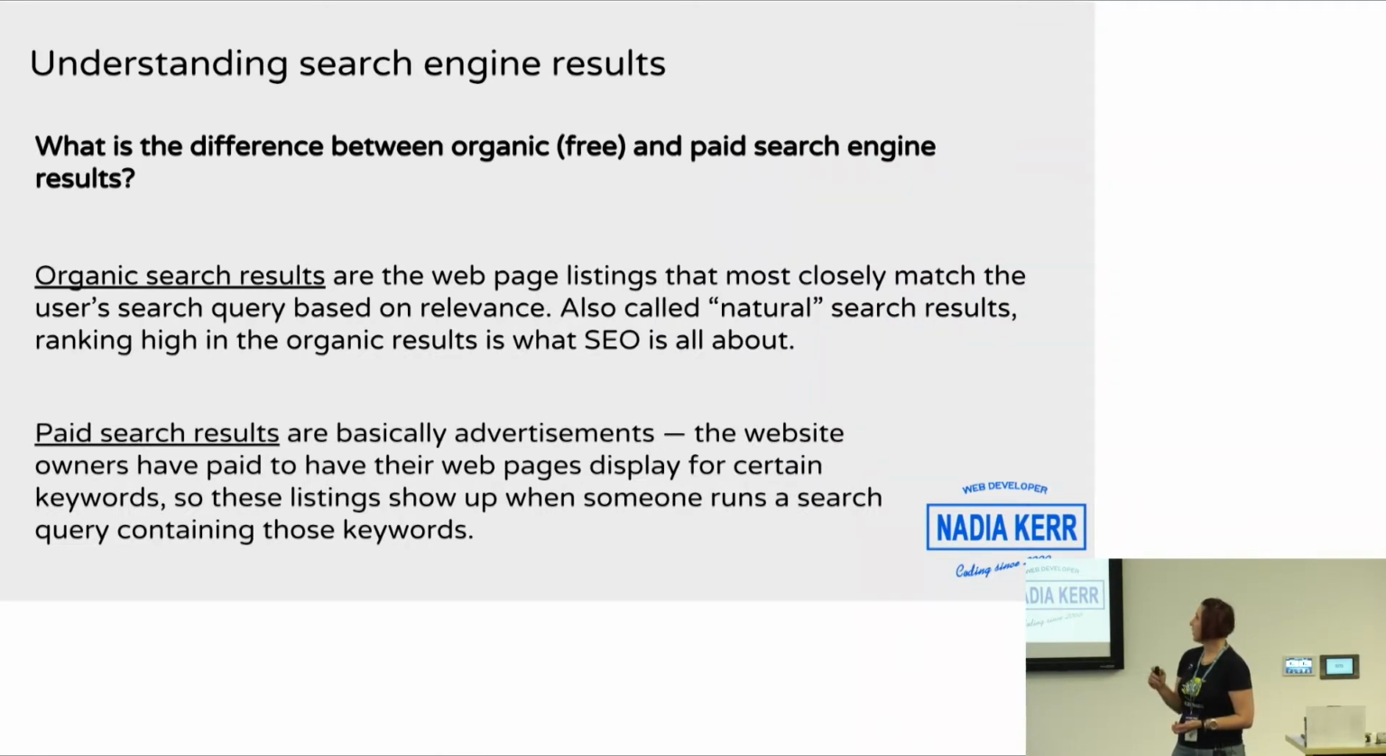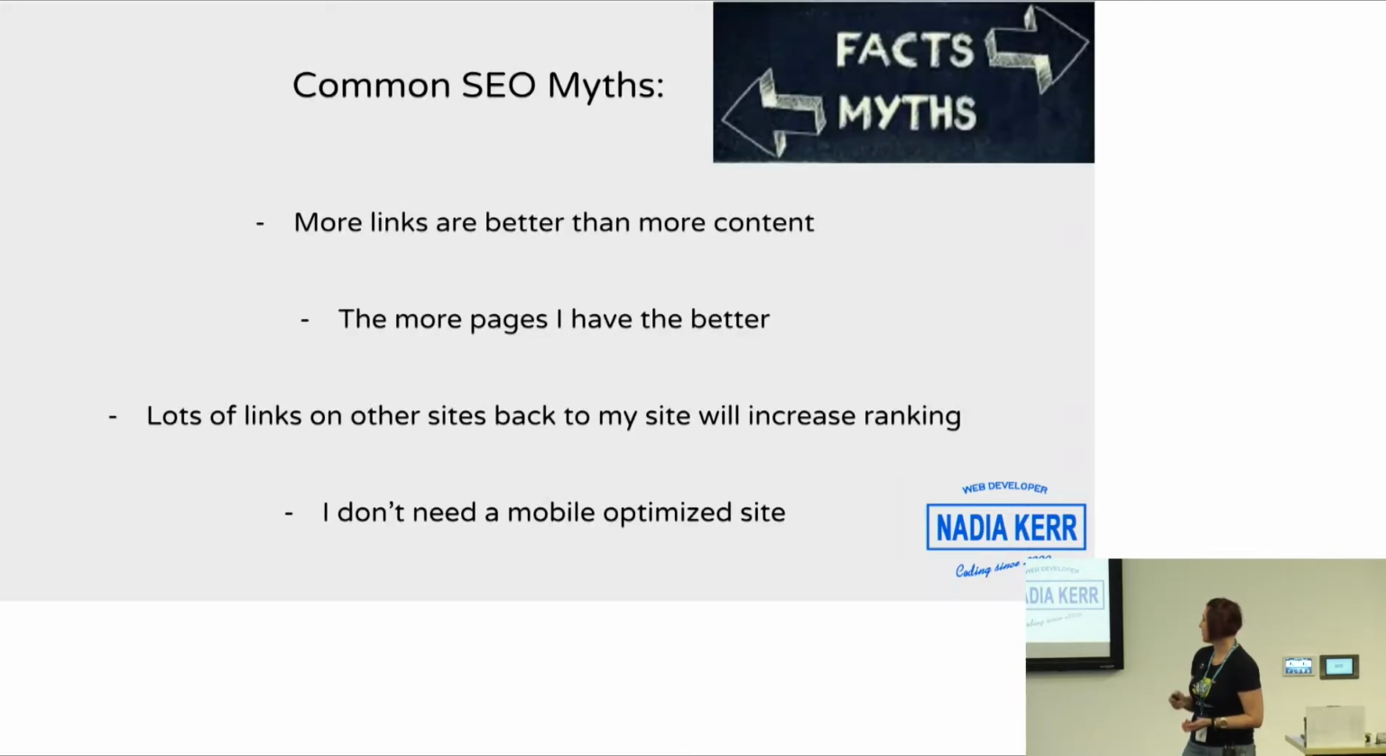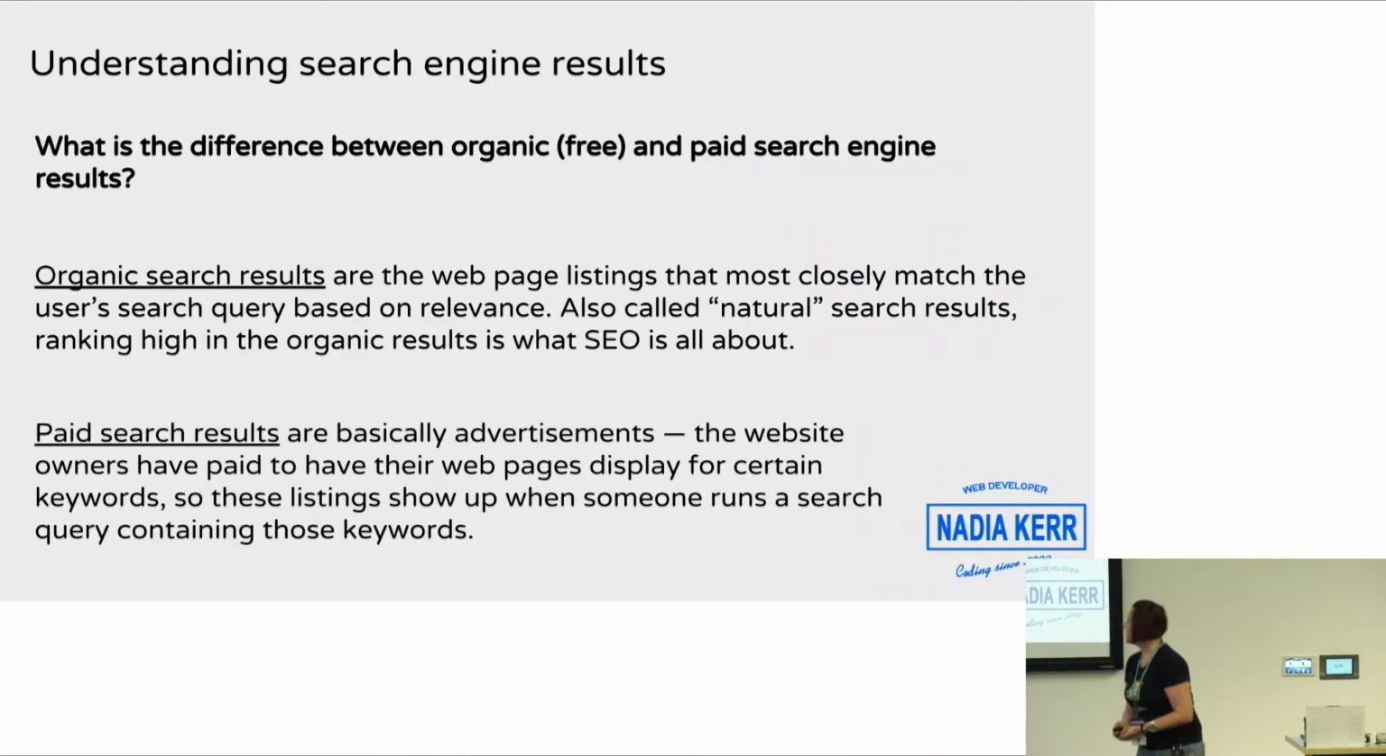Search engines are now also ranking you higher in their algorithms if your site is mobile optimized, against those that aren't. So, understanding search engine results. What is the difference between organic, which is also known as free, and paid search engine results?